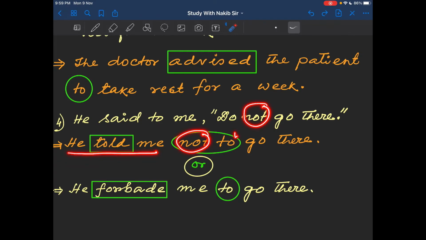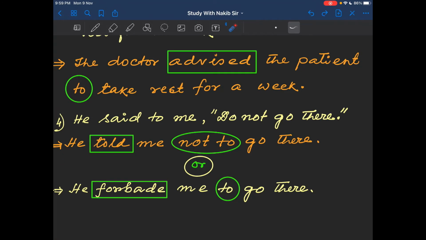Use not before the connective. This is the point for you to note. Use the not before the connective. So it will become, he told me not to go there. Never use he told me to not go there. Don't do this. Not will always be used before the connective. So your final answer is he told me not to go there.